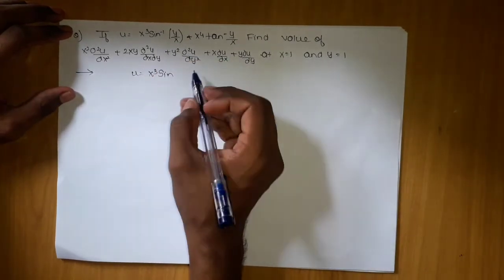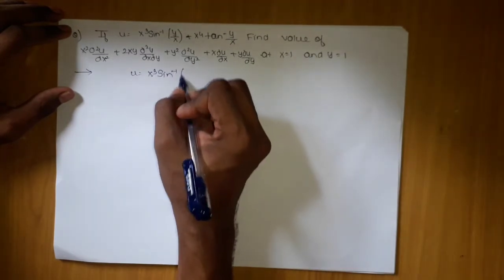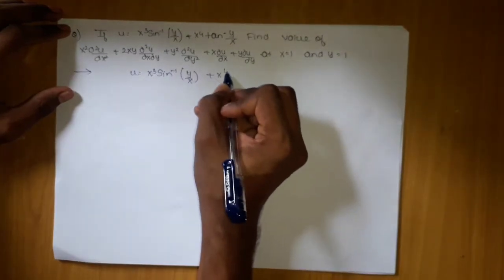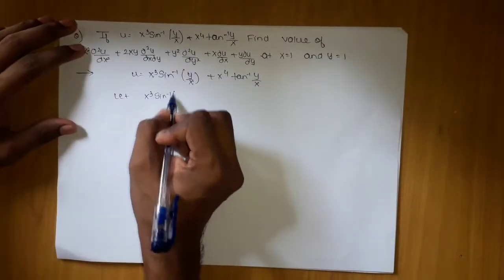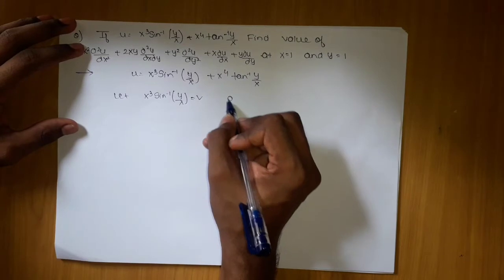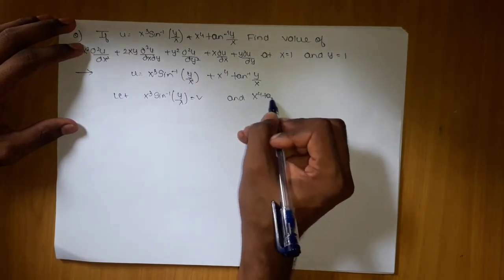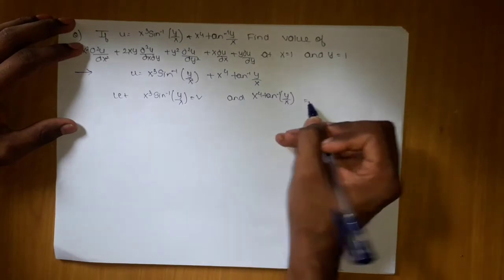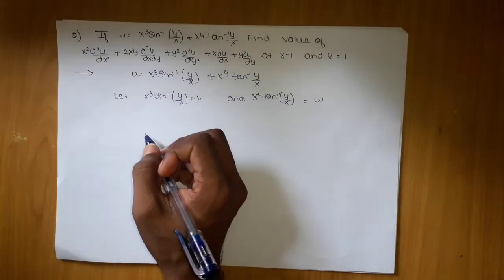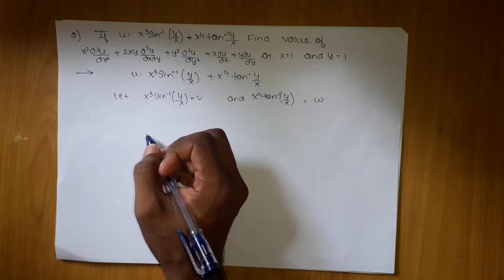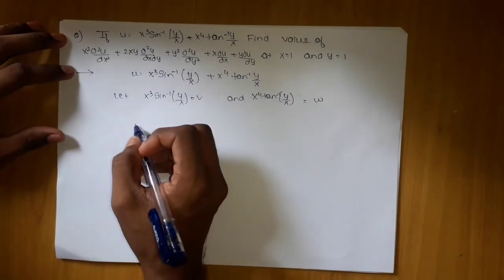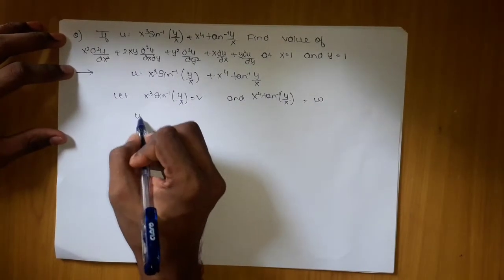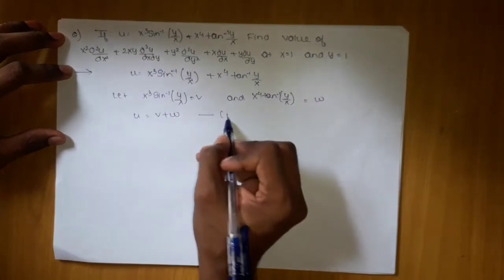Here you can see a similar pattern will be observed, and the same thing will be done as we did in the previous question. What we have to do is assume them. Let x cube sine inverse y by x equal v, and x power 4 tan inverse y by x equal w. So what we are going to get is u as v plus w. Keep this as 1.